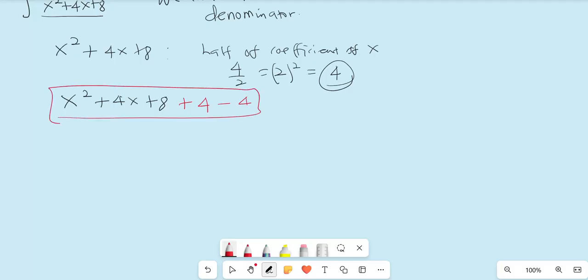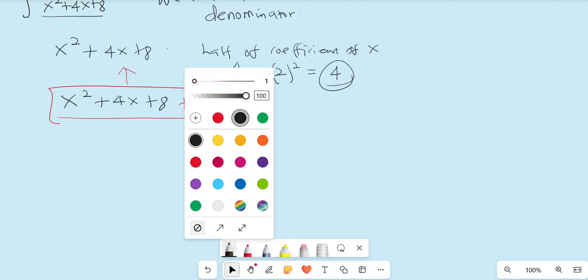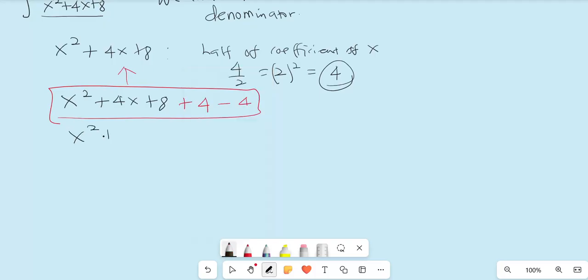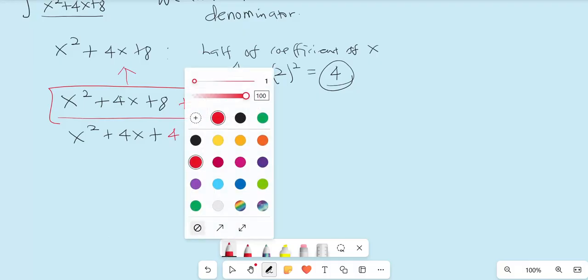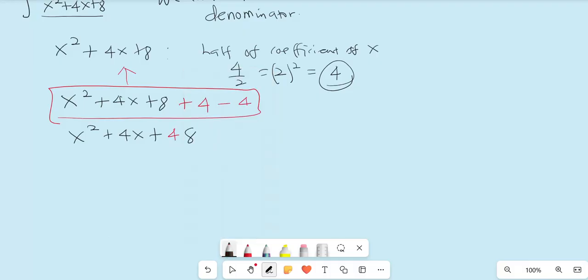This equation is the same as this. We are just adding and subtracting 4. There's nothing new happening here. So next is to simplify this one. So this is x squared plus 4x plus, I'll bring this 4, and then the 8 minus this 4.